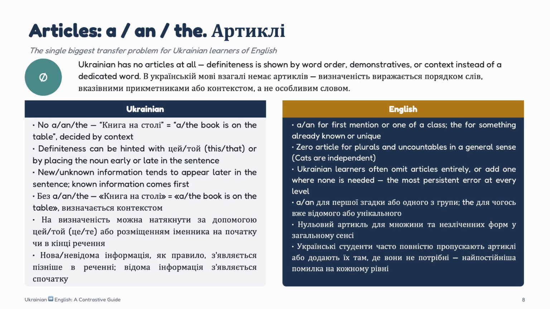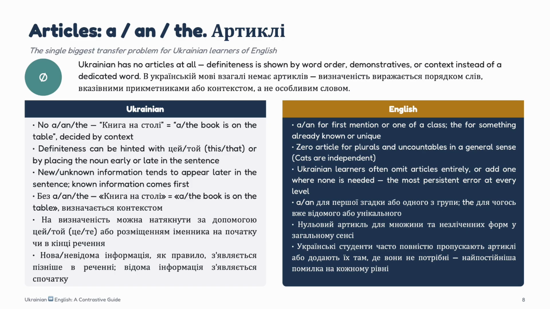This topic is a big one: articles. Ukrainian doesn't have any articles, and definiteness, whether something is a book or the book, is shown instead through word order, demonstratives like tsei or toi, or just context. New information tends to come later in a Ukrainian sentence, and known information comes first. English uses articles: a or an for a first mention or one of a general class, the for something already known or unique, and no article at all for plurals or uncountables used in a general sense.